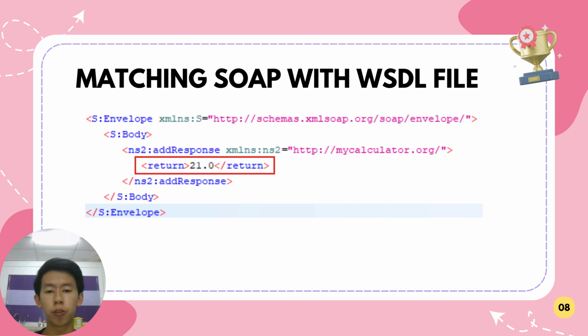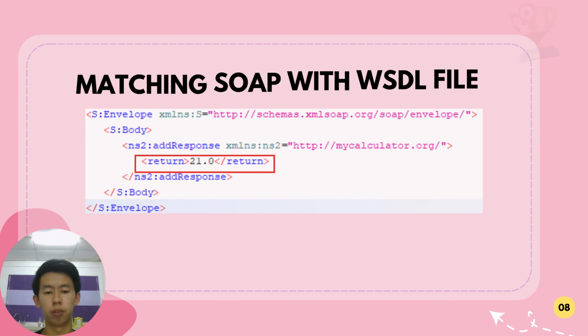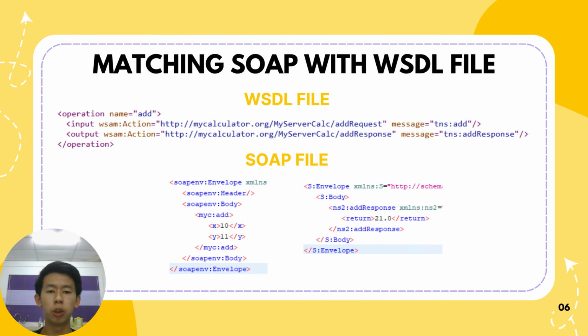Next, from the previous slide, it showed the SOAP input, and now it is the SOAP file output. From the values in the previous slide, where x is 10 and y is 11, it will return a string, which is 21.0.